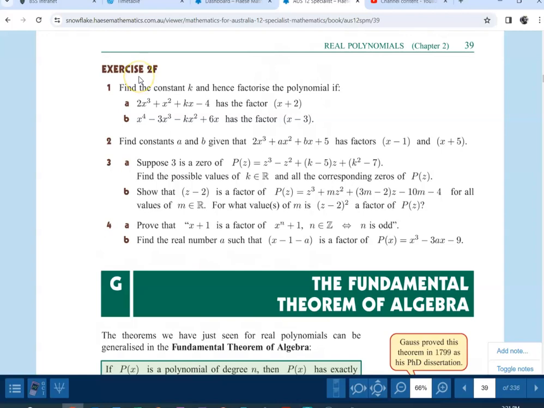So for 2f, which has a factor, I would straight away just go p of minus 2 equals 0 and sub in. You'll be left with k equals 0. Do we need to do that? I think let's just save ourselves a little bit of effort.